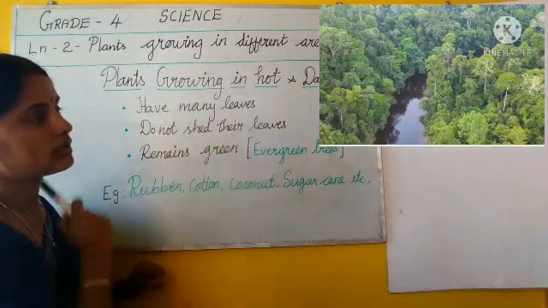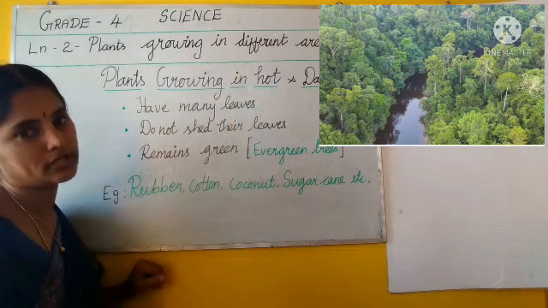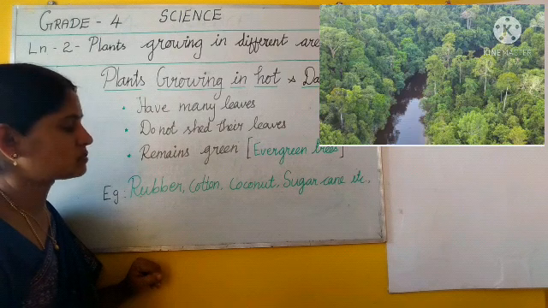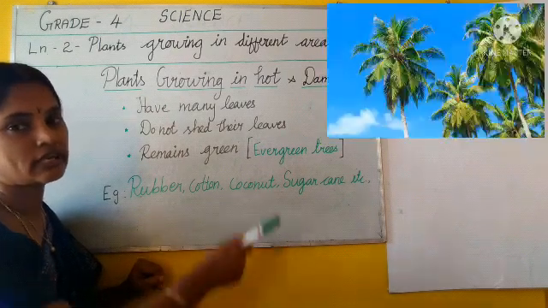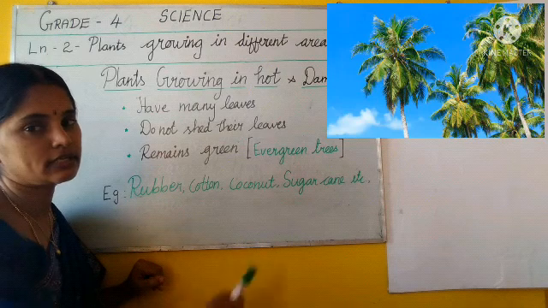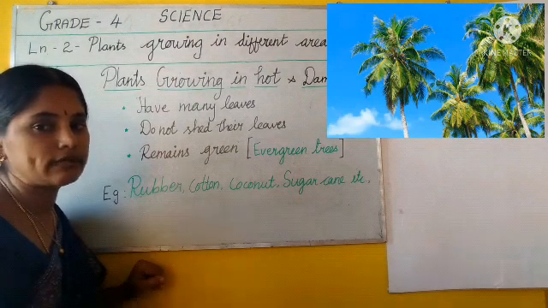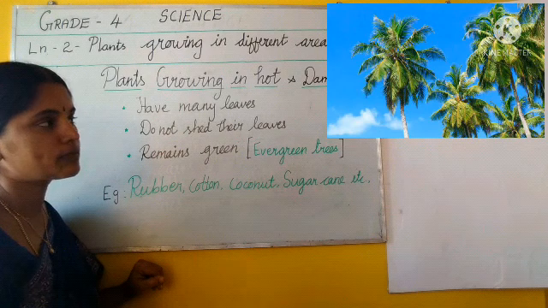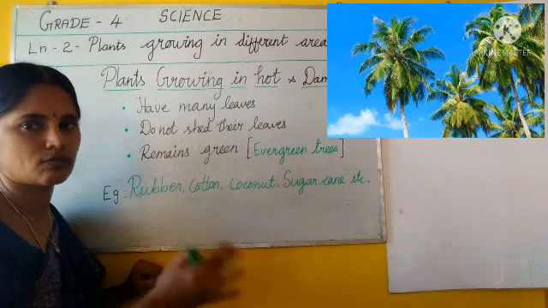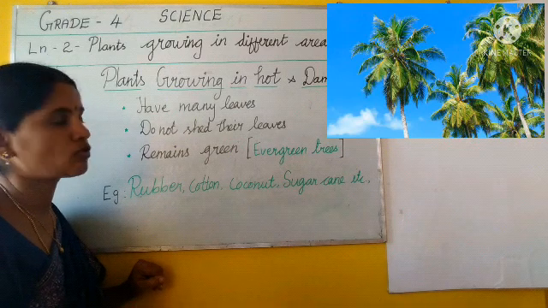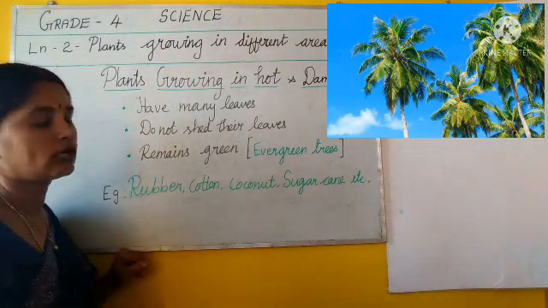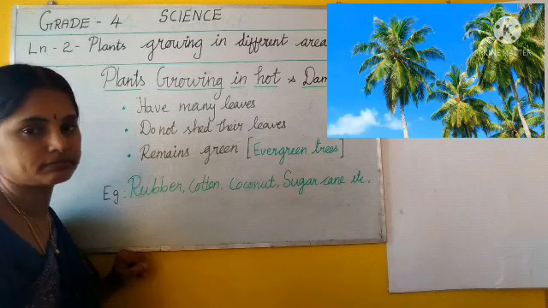Clear, children? Look at that region, hot and damp region. Okay. See here, this plant, coconut, is growing well there. Isn't it? In Kerala and all, we can see many coconut trees. So, why in Kerala can we see many coconut trees? Because Kerala receives more rainfall and it is hot also, somewhat moderate climate. Okay, so in hot and damp areas, rubber, cotton, coconut and sugar cane can grow well. Clear, children?